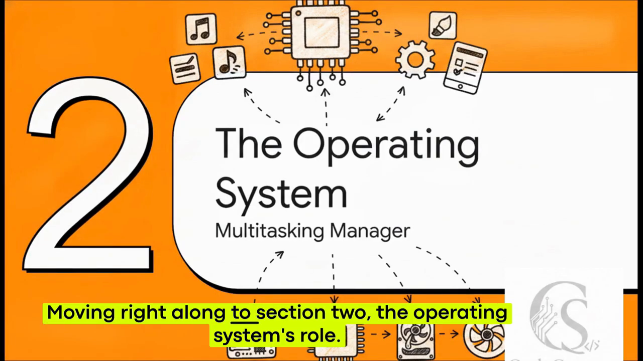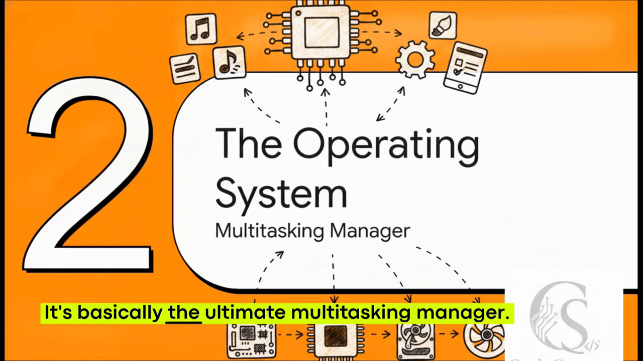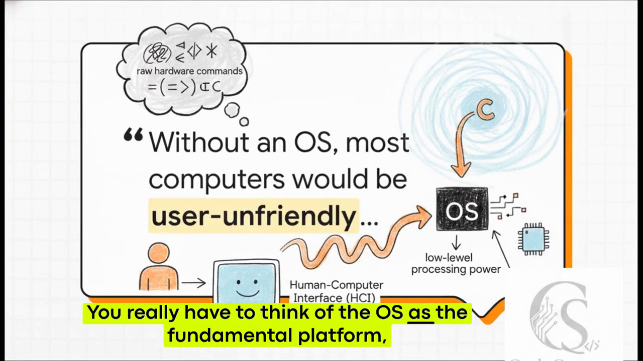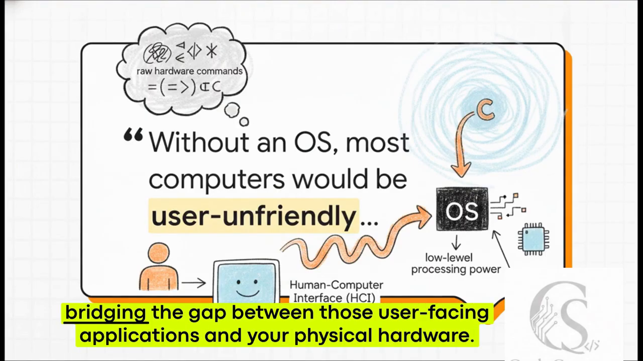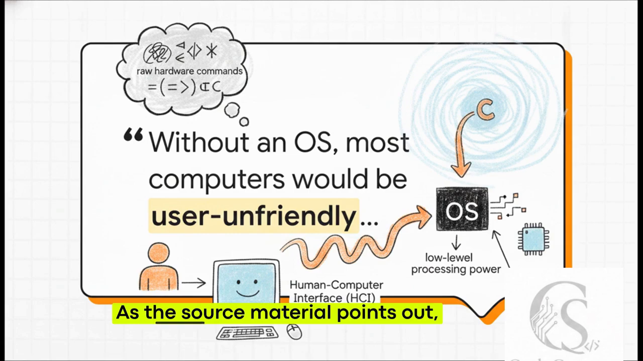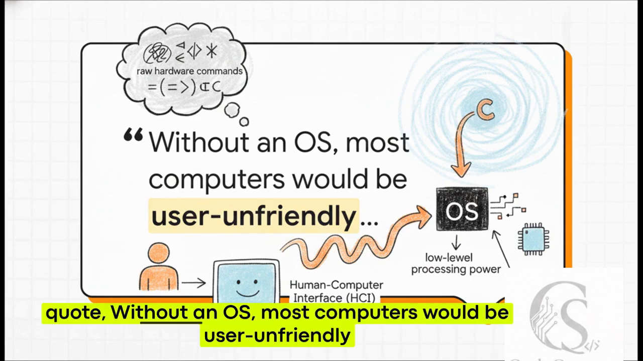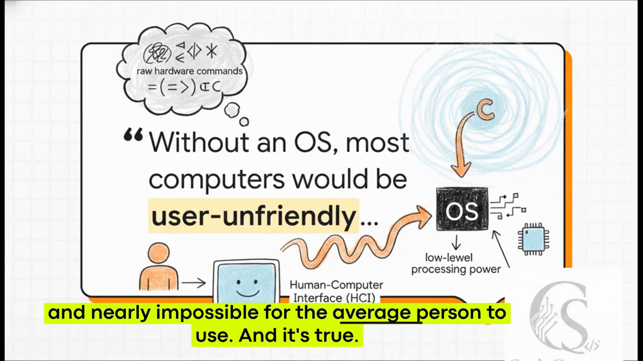Moving right along to Section 2, the operating system's role. It's basically the ultimate multitasking manager. You really have to think of the OS as the fundamental platform, bridging the gap between those user-facing applications and your physical hardware. As the source material points out, quote, "Without an OS, most computers would be user-unfriendly and nearly impossible for the average person to use."